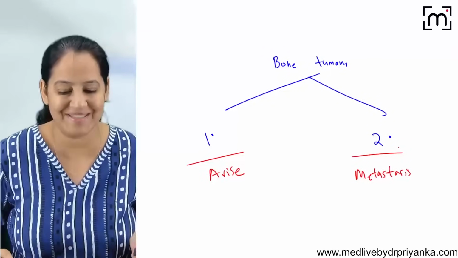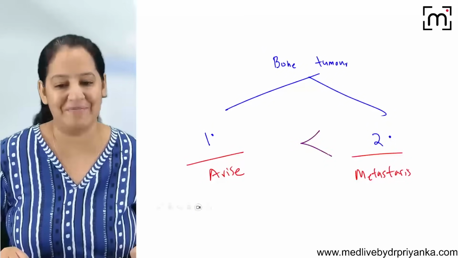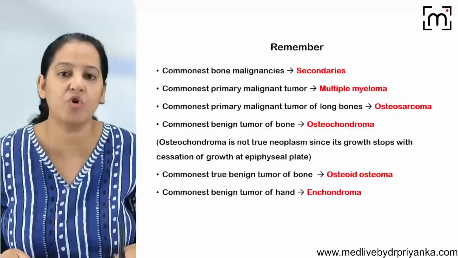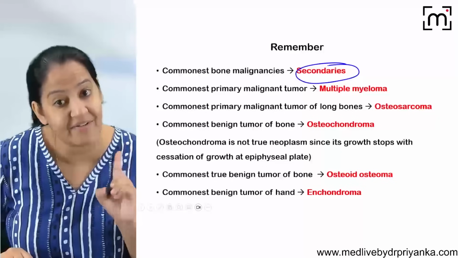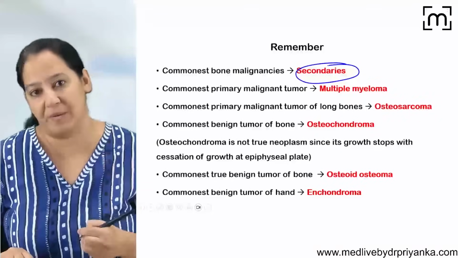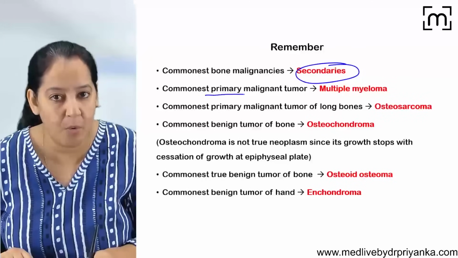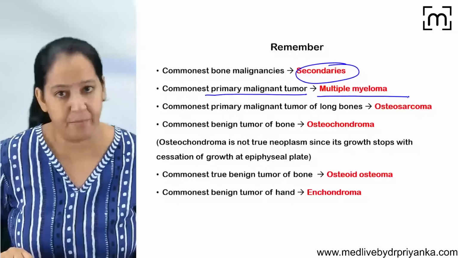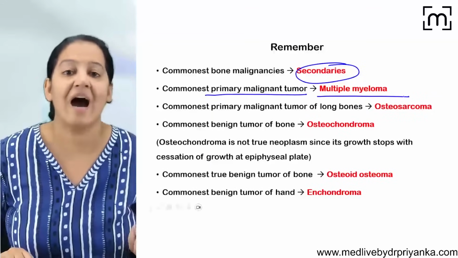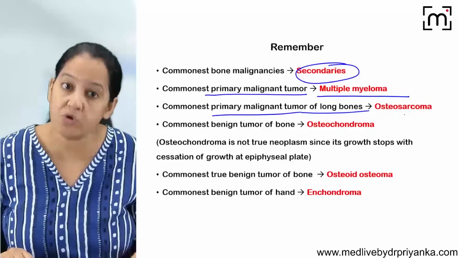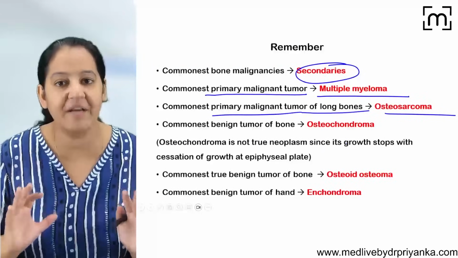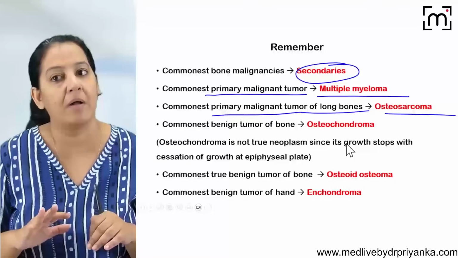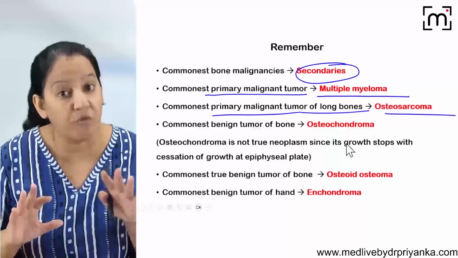Which is more common in bones, primary or secondary? In the bones, secondaries are more common than primary. So the most common tumor in the bone is secondary, that is metastasis. First thing you have to learn: the most common tumor in the bone is secondary, not primary. Among the primary, which is the most common? Among the primary, the most common tumor in the bone is the hematopoietic tumor, that is multiple myeloma, but mostly it involves the flat bones. It can involve long bones also, but mostly the flat bones. Among the primary bone tumors of the long bones, the most common tumor is osteosarcoma. So this is regarding the malignant bone tumors: the most common tumor in the bone is secondary; among the primary, the most common is multiple myeloma; but among the primary, the most common malignant tumor of long bone is osteosarcoma.